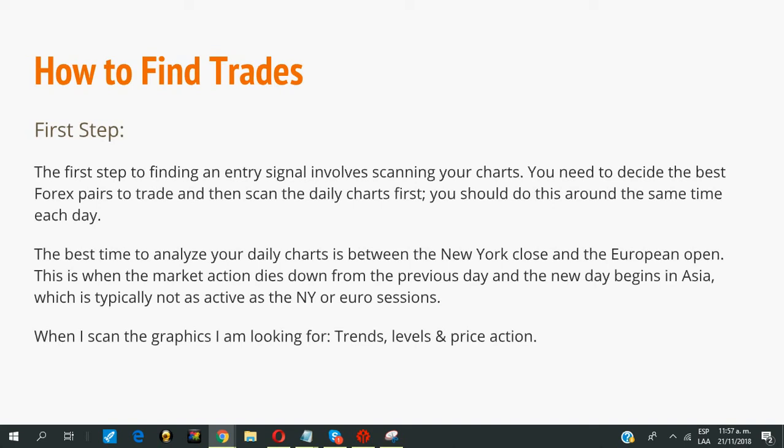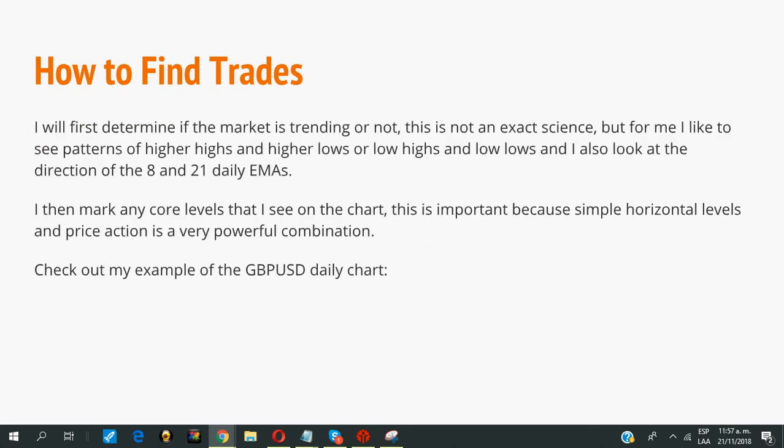When I scan the charts, I am looking for trends, levels, and price action. I will first determine if the market is trending or not. This is not an exact science, but for me, I like to see patterns of higher highs and higher lows, or lower highs and lower lows. And I also look at the direction of the 8 and 21 daily EMAs.